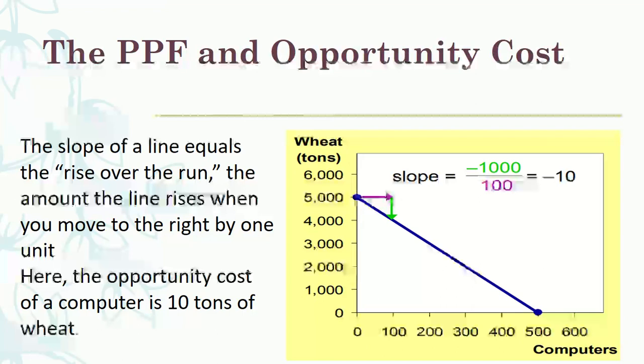Here the opportunity cost of a computer is 10 tons of wheat. Moving to the right involves shifting resources from the production of wheat, which causes wheat output to fall, to the production of computers, which causes computer production to rise. Producing an additional computer requires resources that would otherwise produce 10 tons of wheat. So here the opportunity cost of a computer is 10 tons of wheat.